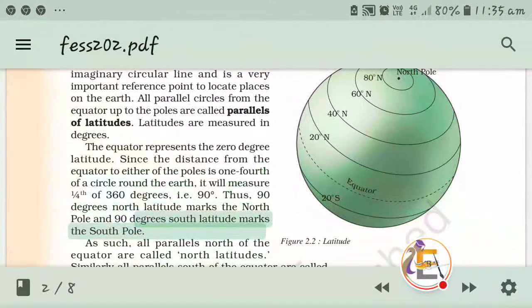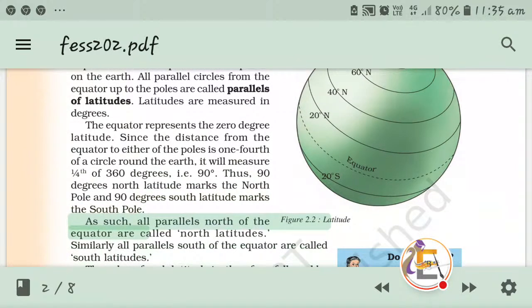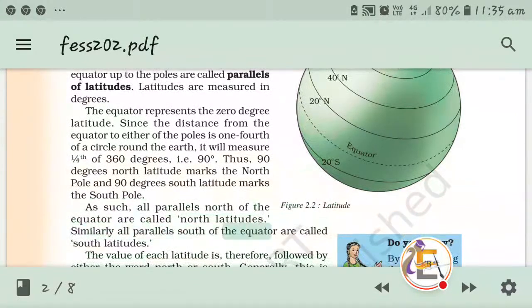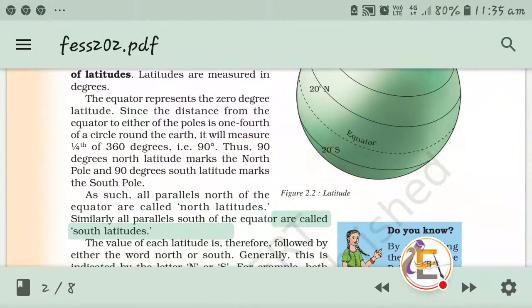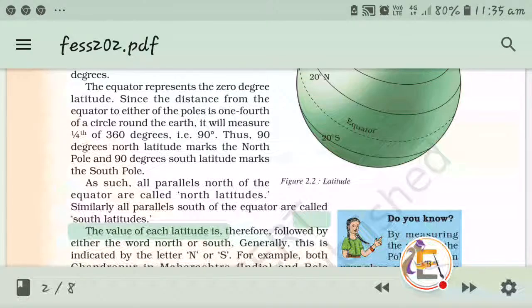As such, all parallels north of the equator are called north latitudes. Similarly, all parallels south of the equator are called south latitudes. The value of each latitude is, therefore, followed by either the word north or south. Generally, this is indicated by the letter N or S.